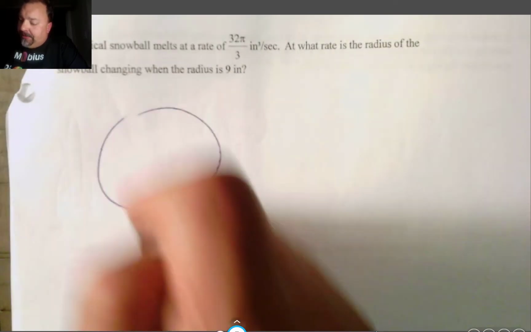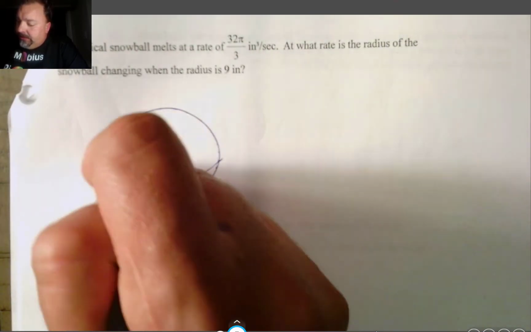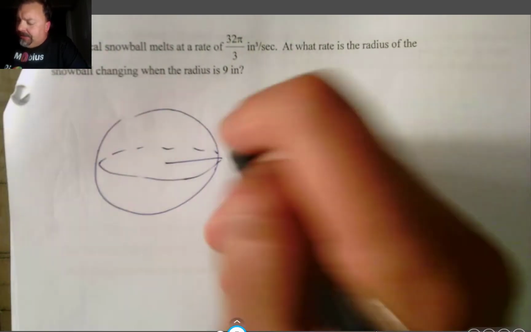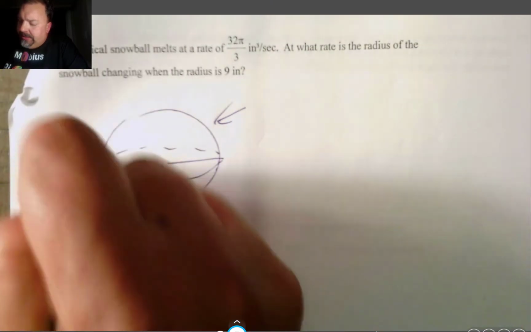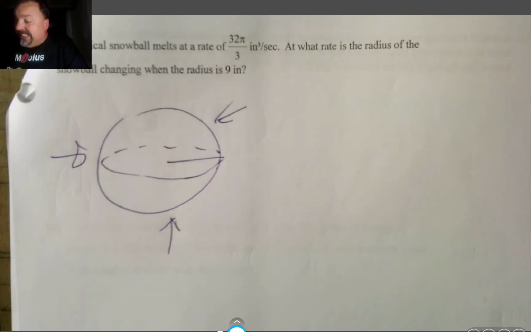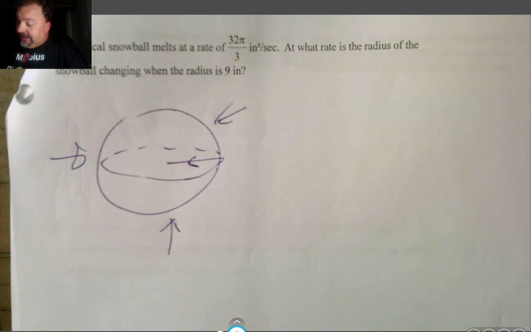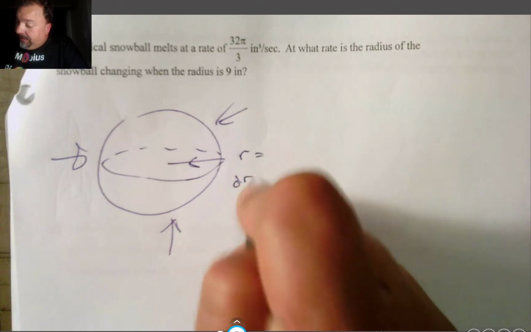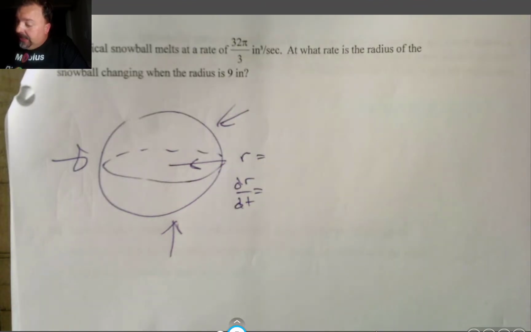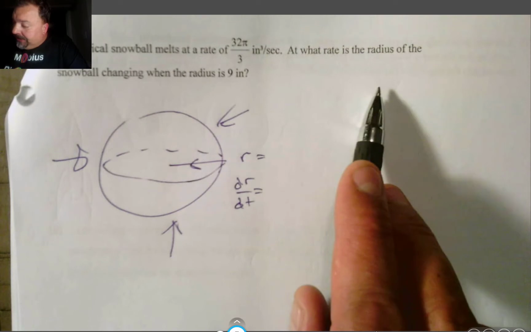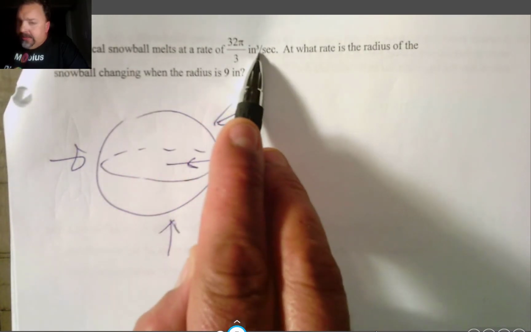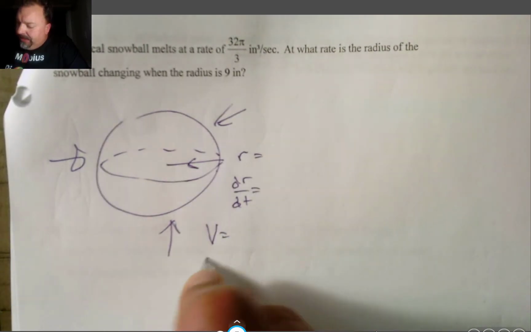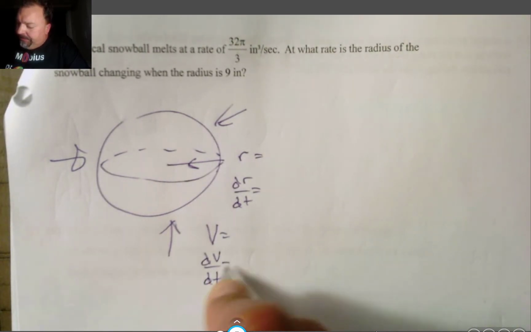So we're going to have ourselves a ball or a sphere, so I'll draw a picture to represent it. And this one is melting, so I'm going to draw my arrows going in to kind of show to myself that it's getting smaller. And so the radius is going to get smaller. And so we're going to have some things here. We're going to have a radius, and we're going to have a rate of change for that radius. And what else is it talking about besides the radius? Well, if you look at these units, these are cubic inches, so it must be talking about volume as well, and a rate of volume.